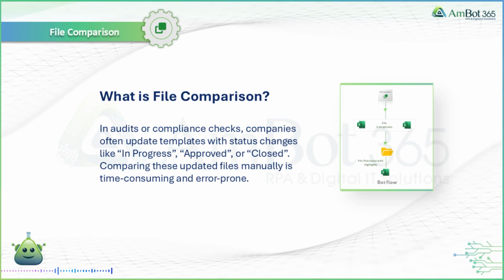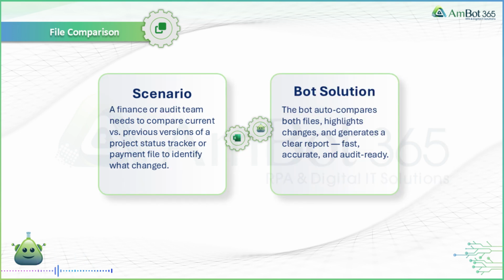File comparison is the process of identifying and highlighting differences between two versions of the same file. Let's take an example where auditors often share templates with action items. Once updates are made, you need to verify whether those changes were correctly applied. This bot compares current and past versions of the file and identifies what's changed, fast, reliably, and without.